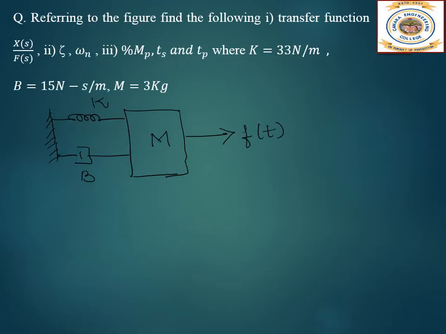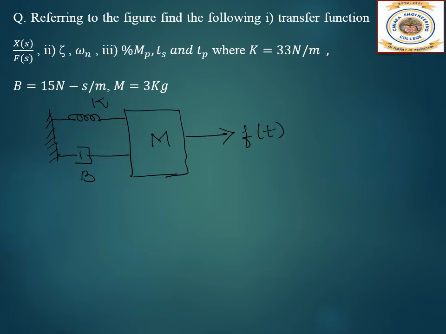So next question, referring to the figure, find the following. First, the transfer function X of s by F of s. Second, zeta and omega n. Third, percentage MP, Ts and Tp, where K is equal to 33 Newton per meter, B is 15 Newton second per meter and M is 3 kg. So we have been given a mechanical circuit over here. The first thing is you have to find the transfer function. So how do we find the transfer function?